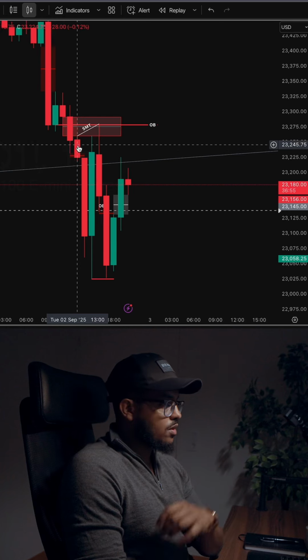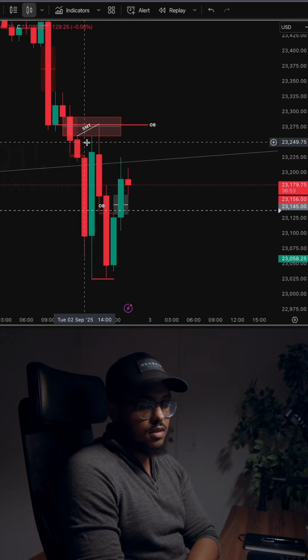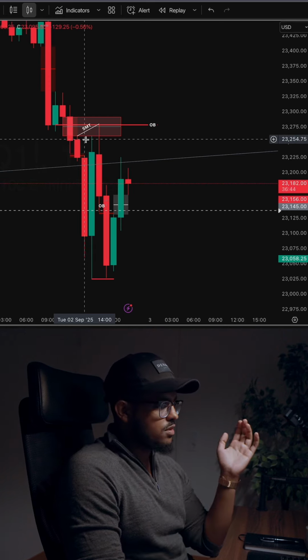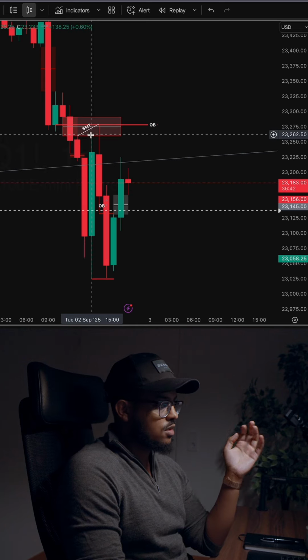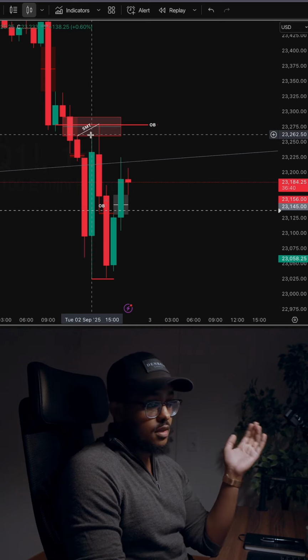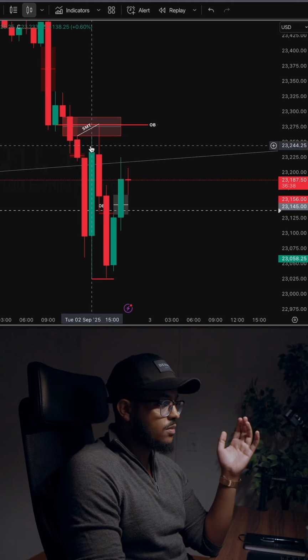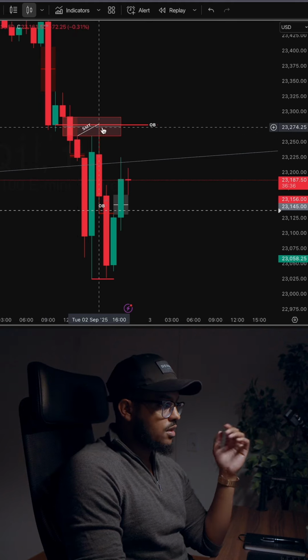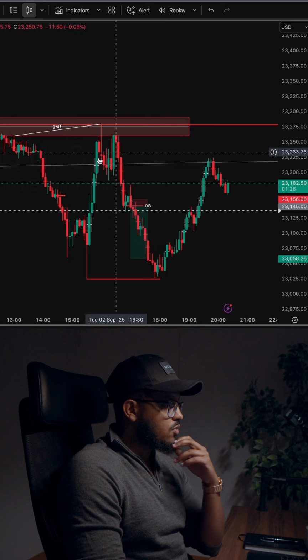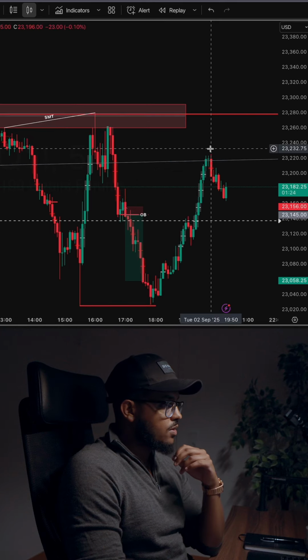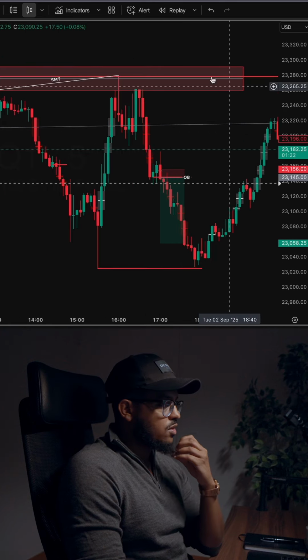And when we came up here, we had this SMT, and SMT, for those who don't know, it's a divergence between correlated assets. So we're looking at the ES, the S&P 500 at the same time, and that's where we got this SMT. So as soon as we saw that, we went down to the 5-minute time frame and started to look for continuation patterns.